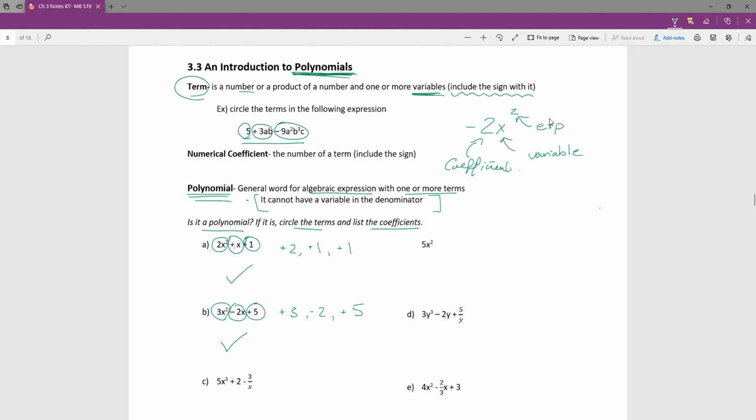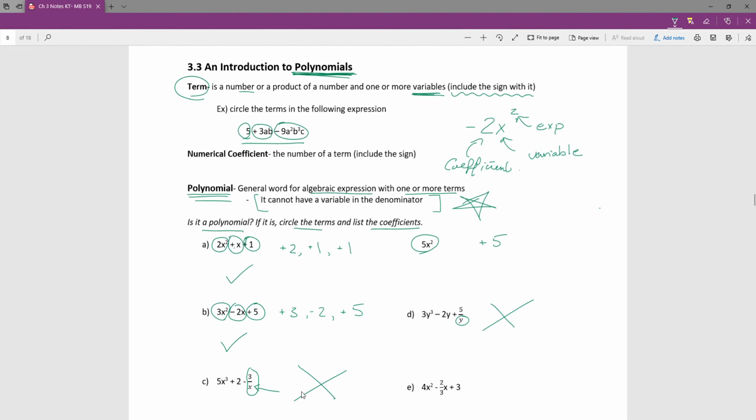For C, C is this exception. You'll actually find a mistake in my key on this. This is the problem thing that we have an x down below. So that makes it not classified as a polynomial. And if it's not a polynomial, then we're not going to need to circle the terms and list the coefficients. The one up the top here is here as a bit of an oddball. Technically, it is a polynomial. There's only one term in it, which would make it a monomial, and that classification's coming up. The coefficient is a positive 5. D, the y again is down below, which makes it a problem, not a polynomial.